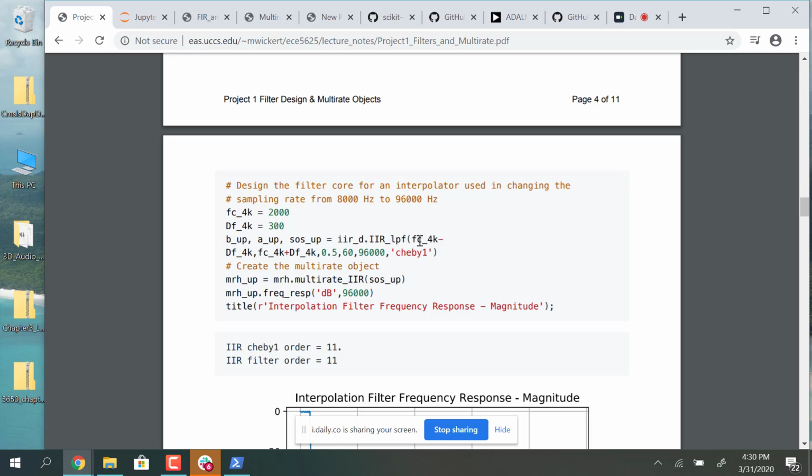I have you set the cutoff frequency at just below 4K, and then you set the stop band attenuation frequency, or the stop band starts at 4K plus DF4K. So in this particular design here, I'm setting, actually it looks like I have a typo in here. This is supposed to say 4K. This is a typo. I'm going to have to go fix that, repost that, but this should say 4K.